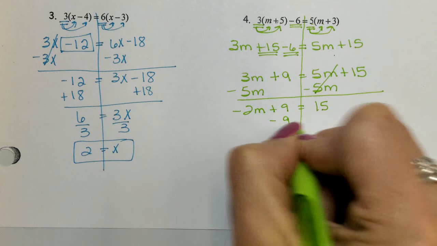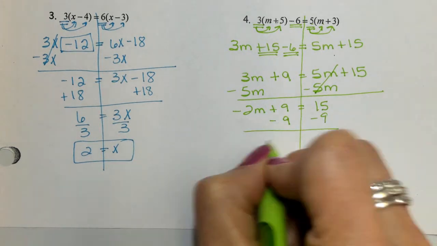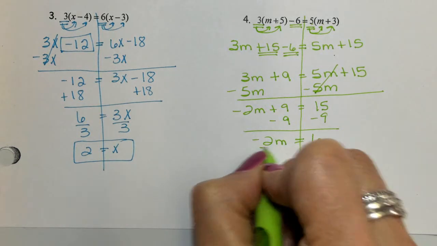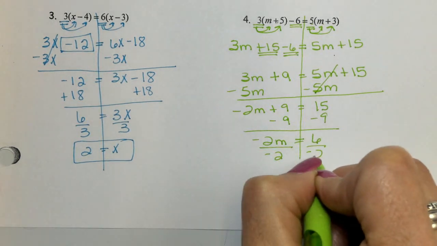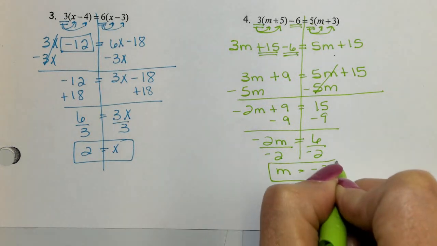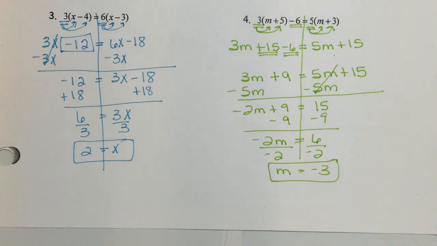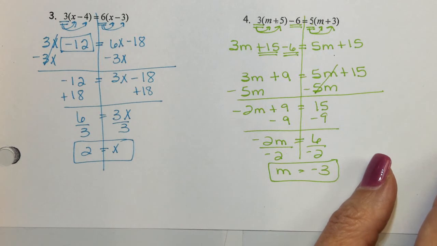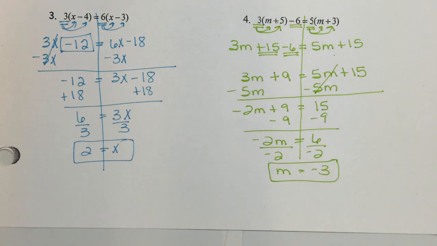Then I'm going to subtract 9 to isolate my variable term. That's 6, and then I'm going to divide by my coefficient, and m is a negative 3. Okay, so that's probably about as hard as it gets. It's not much. You might have a few extra things to combine together, but for the most part, that's one of your harder problems.